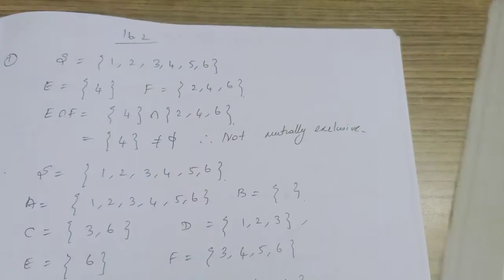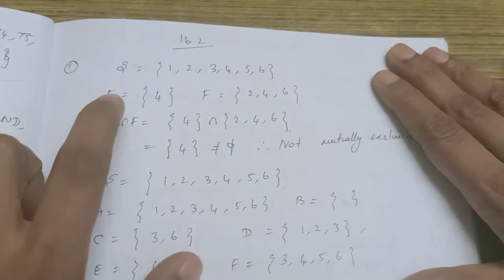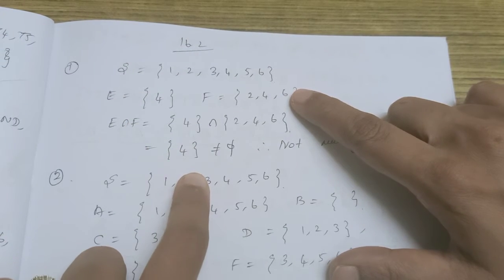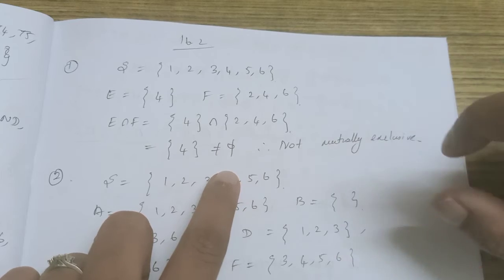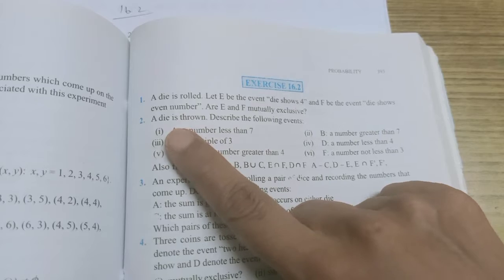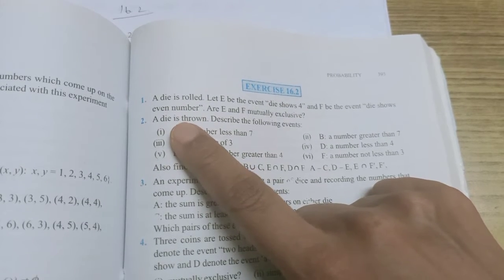Okay. So here I have written the sets in roster form. E is equal to {4}, F is equal to {2, 4, 6}. The intersection is singleton {4}. It is non-empty. So they are not mutually exclusive. Again in the second question, the sample space is the same, 1, 2, 3, 4, 5, 6.